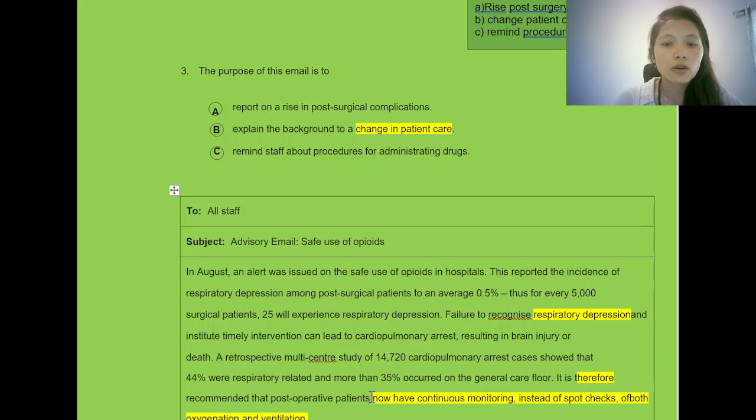The patient, now and the change. Previously they were doing this kind of thing. Now they have changed to continuous monitoring. So the purpose of the mail is to change this kind of care to the patient. So the answer is B. Sorry, I have said my answer myself.